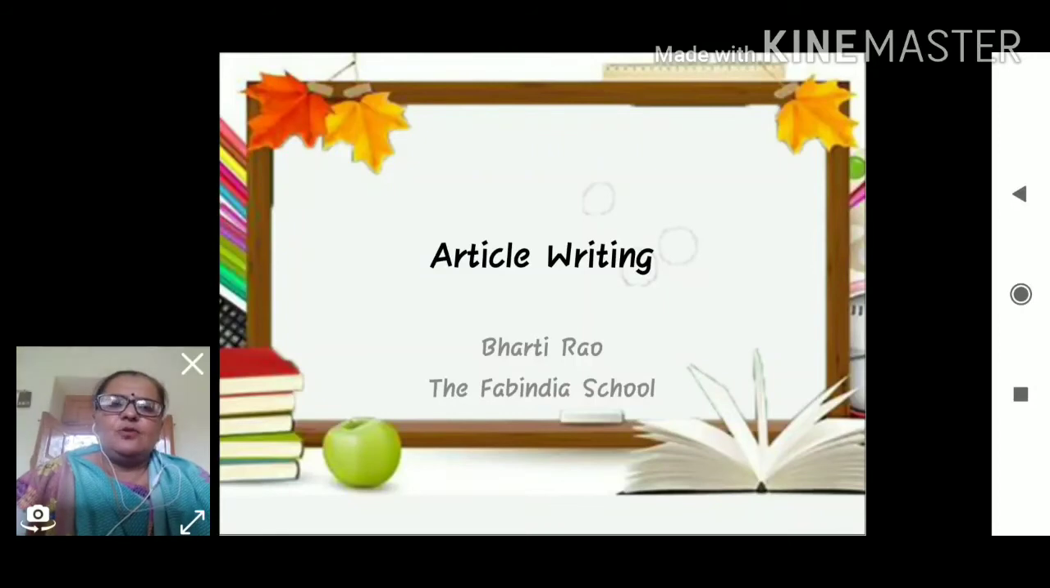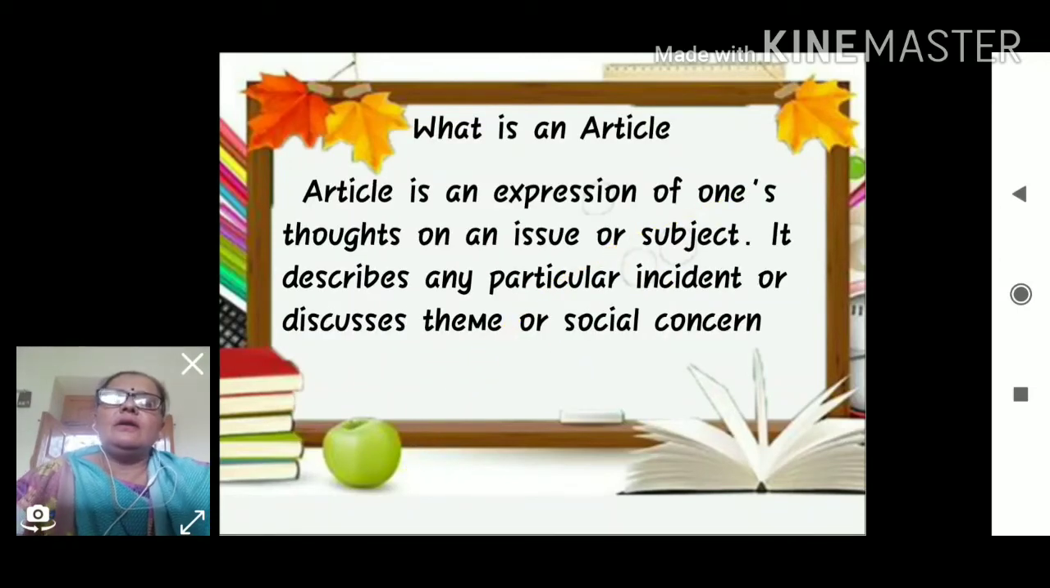Students, today we are going to do article writing. Now, why do you need to do an article? An article is something where you express your thoughts on an issue or on a subject. It describes particular incidents and discusses a theme or social concern.